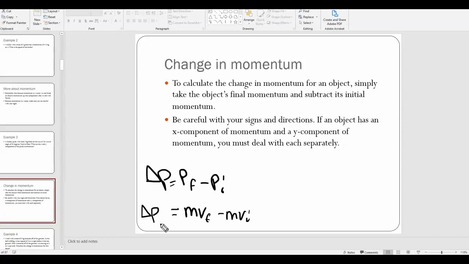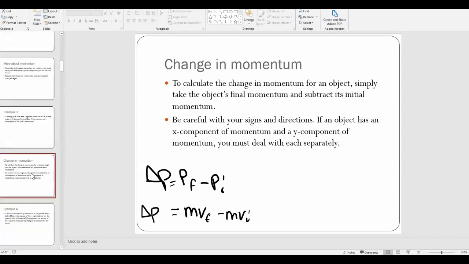Okay, so when we talk about doing calculations with change in momentum, it's final minus initial momentum, but you have to be very careful with your signs and directions, because momentum is a vector, so the direction of things matters. I also want to point out that if an object has an x component of momentum and a y component of momentum, sometimes you have to deal with those separately depending on the context of the problem. But for now, let's just focus on one-dimensional problems with change in momentum.